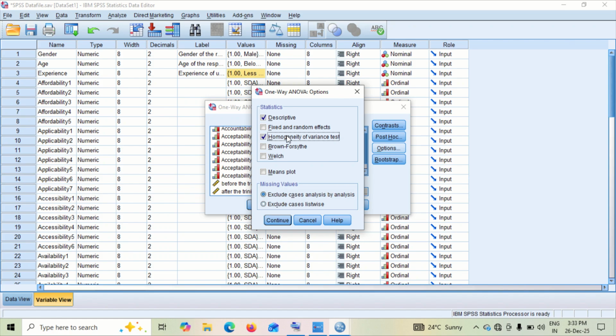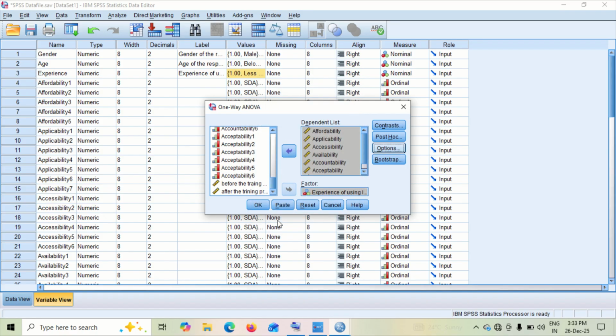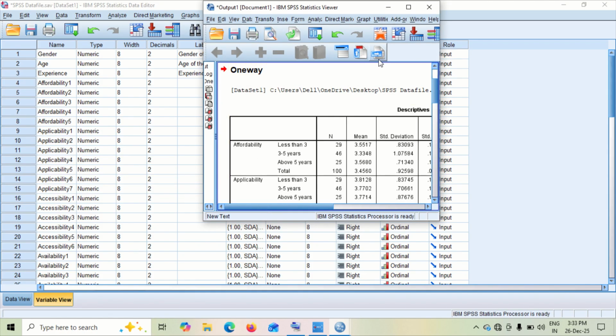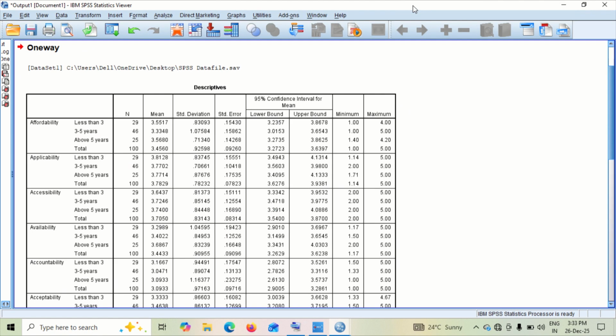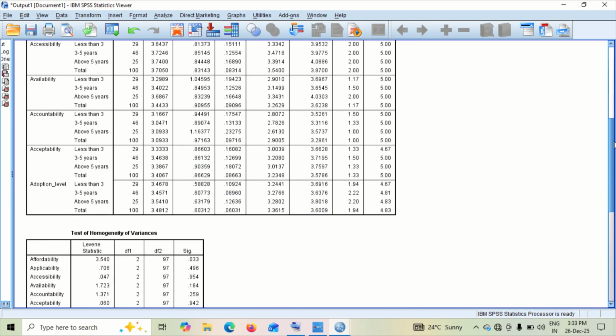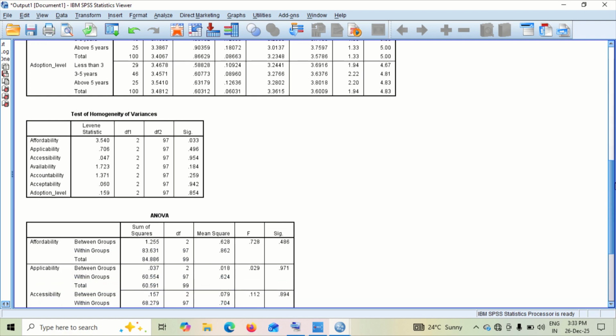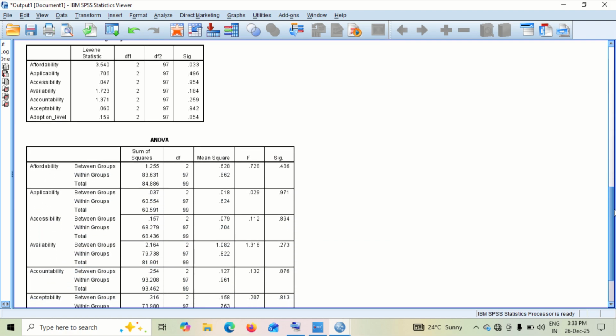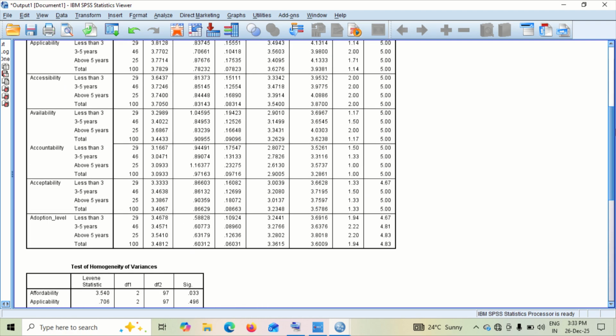Homogeneity of variance test is applicable for one-way analysis of variance to prove the equality of variance. This is a basic assumption of one-way analysis of variance. Then continue, OK. Here in the output view, we can see the first table, that is descriptives. The second table, test of homogeneity of variance. And the last table, that is one-way analysis of variance.